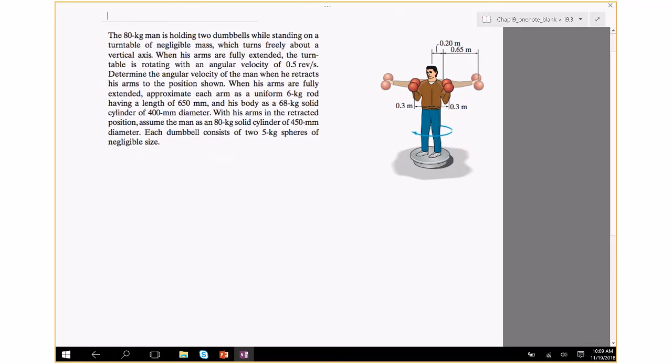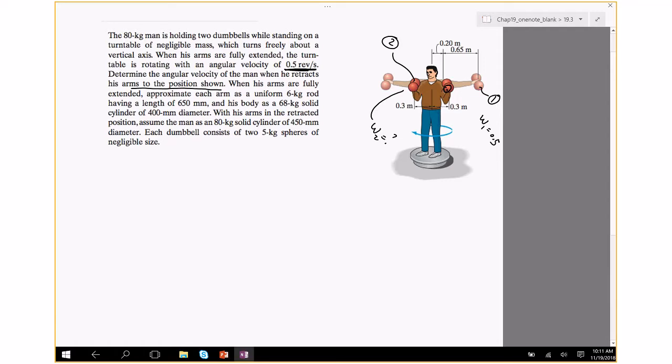Okay, so this is actually a classical problem. The man has his arms fully extended, and the turntable is rotating with an angular velocity of 0.5 revolutions per second. Determine the angular velocity of the man when he retracts his arms to the position shown. So this is his position initially. He's spinning at 0.5 revolutions per second. When his arms are fully retracted, like it's shown here, this is instant 2. We have to find the angular speed.